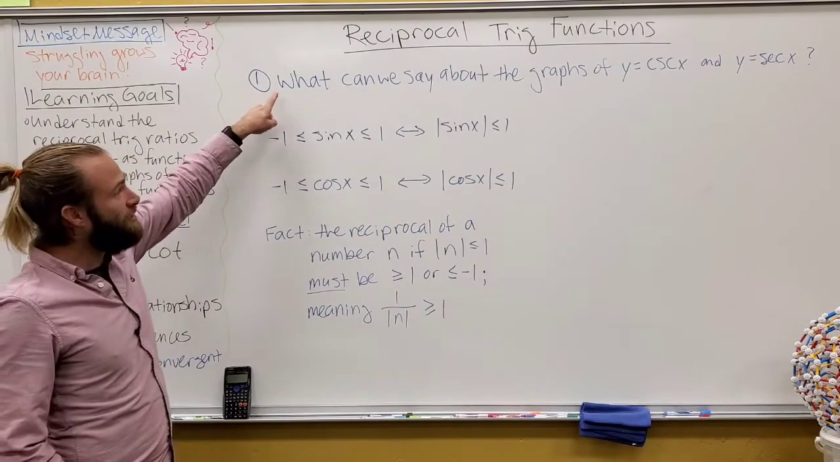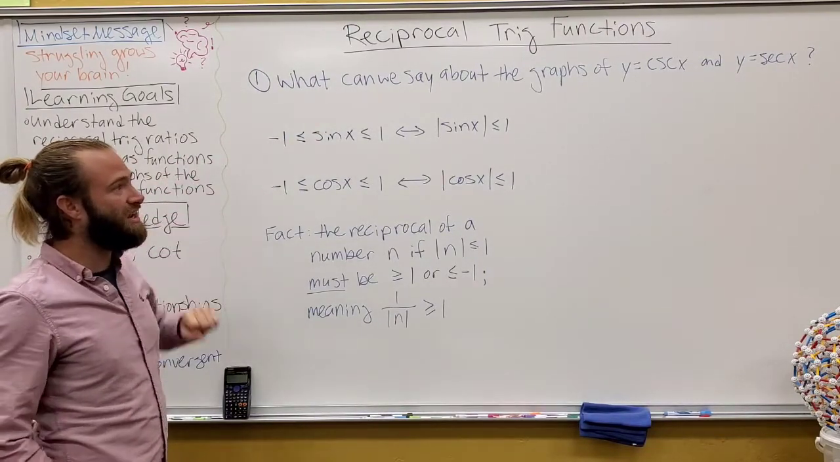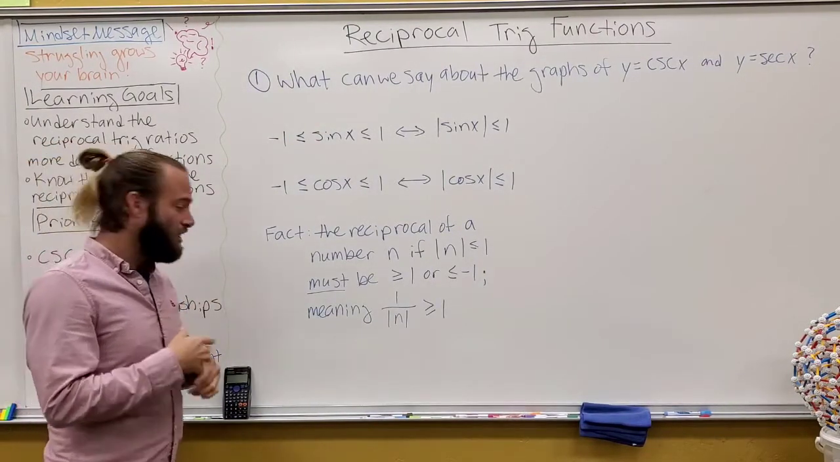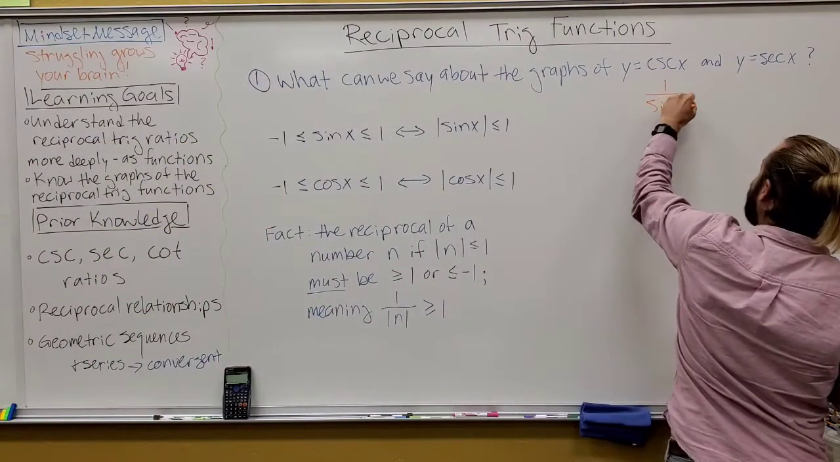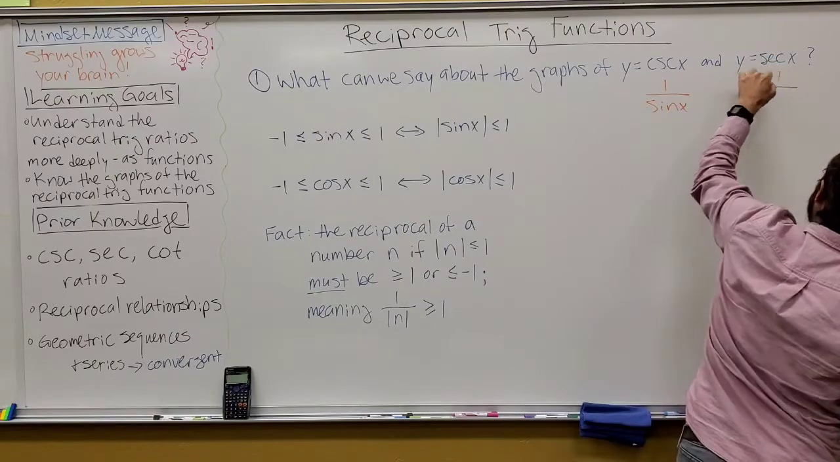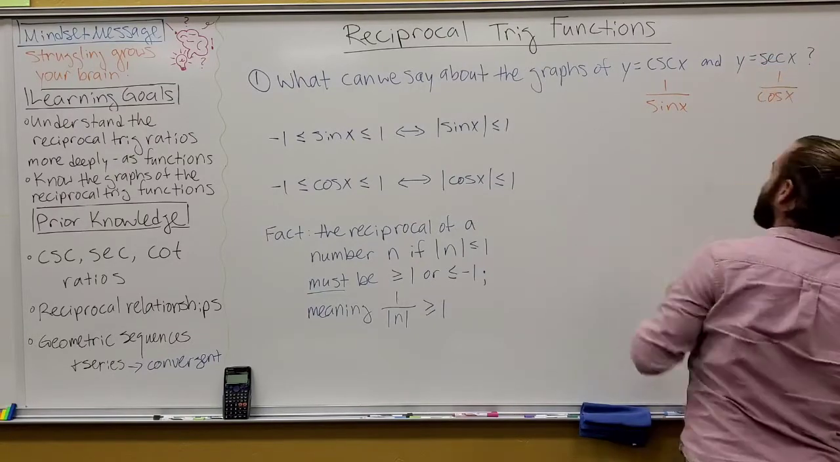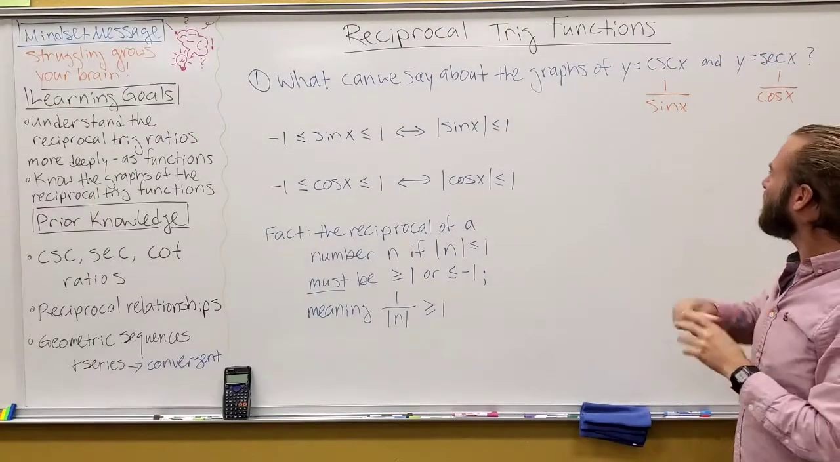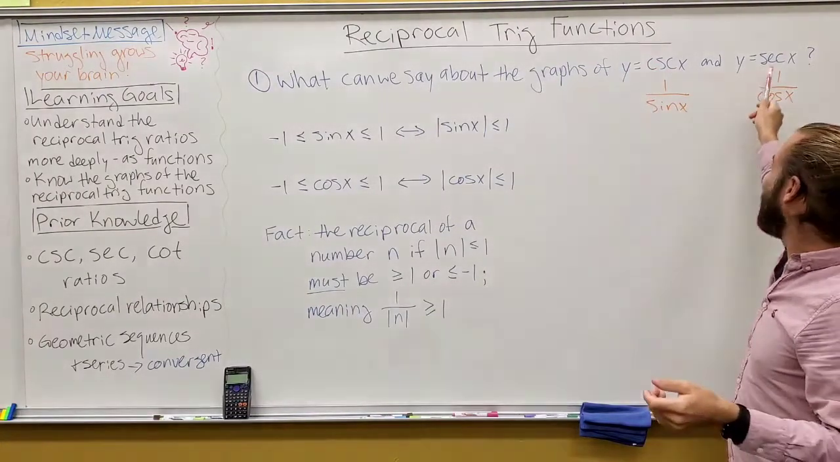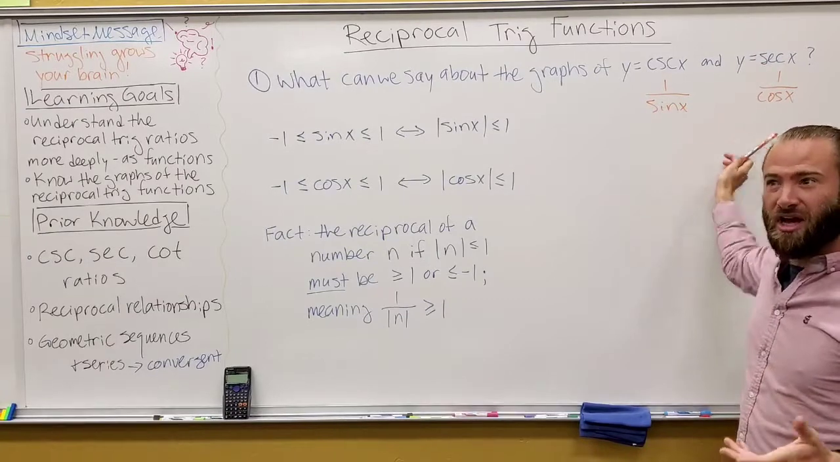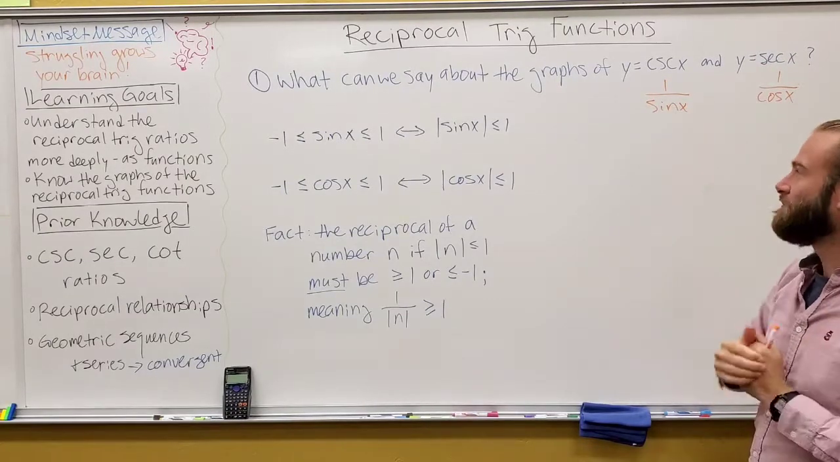What can we say about the graphs of y equals cosecant x and y equals secant x? And of course, we do know that cosecant is 1 over sine x, and secant x is 1 over cosine x. Again, I'm going to make this comment. I'm not really sure why cosecant's matched with sine. I haven't figured that out yet. And secant is matched with cosine. It's so easy to get those backwards, but oh well.